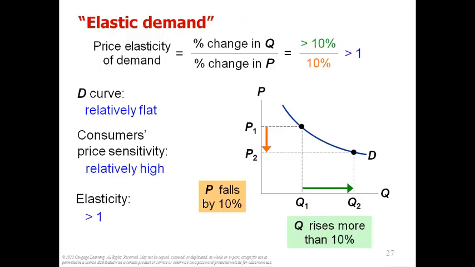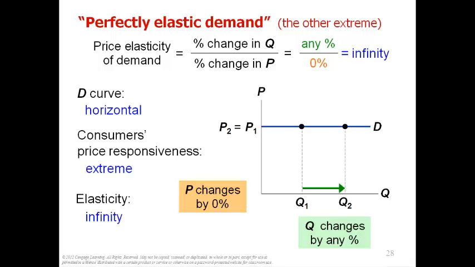For goods with an elastic demand, the demand curve is flat, which indicates that for a given change in price, there is a large change in quantity. If the percentage change in price is 10%, the percentage change in quantity is going to be more than 10%. So the ratio of these two things is greater than 1 when you divide percentage change in quantity by percentage change in price. Finally, we have a perfectly elastic demand curve, which is the other extreme.